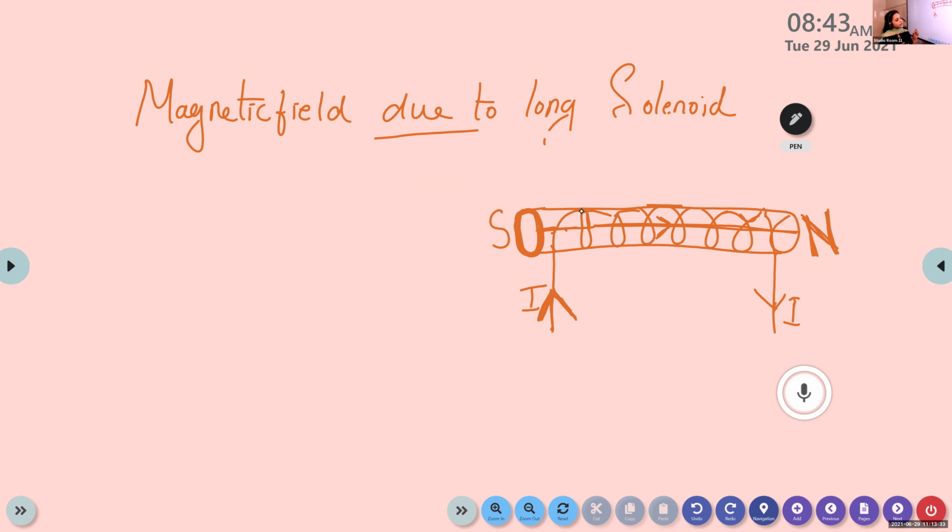So here we found the direction of the magnetic field. Now we want to calculate the value of the magnetic field by applying the Ampere circuital theorem.